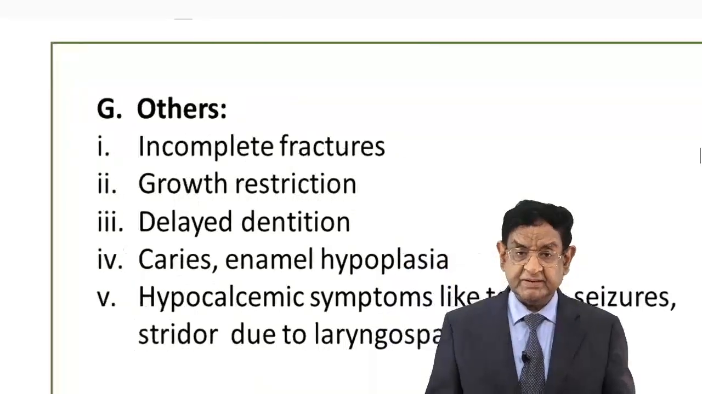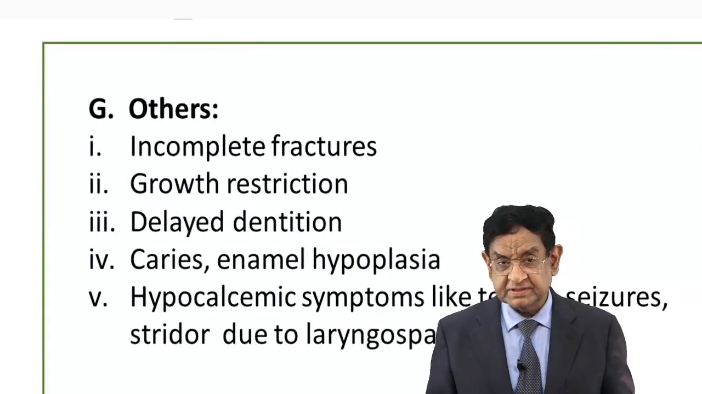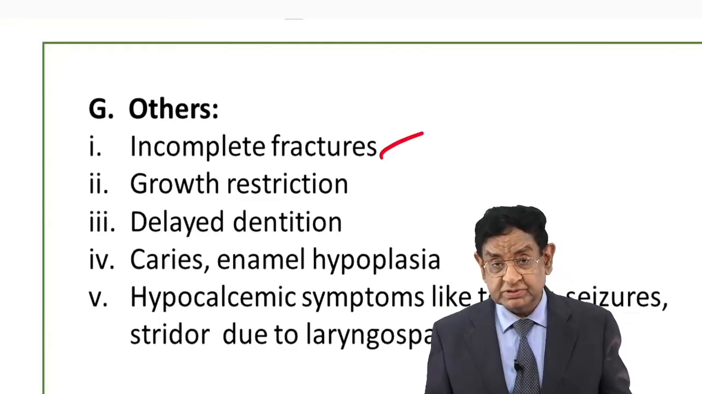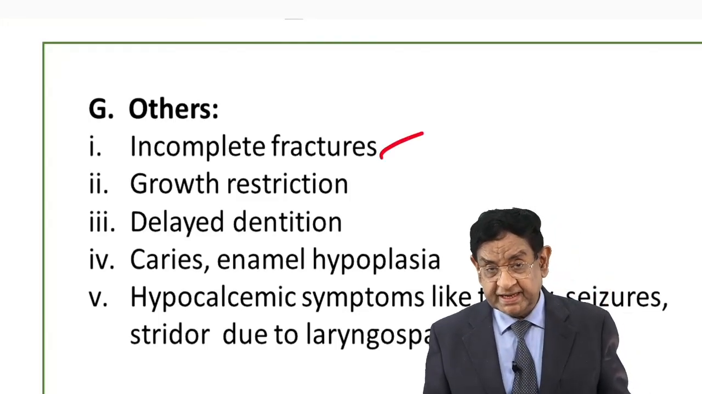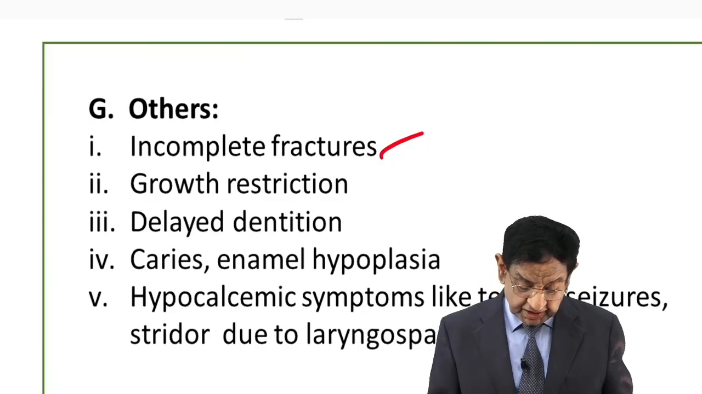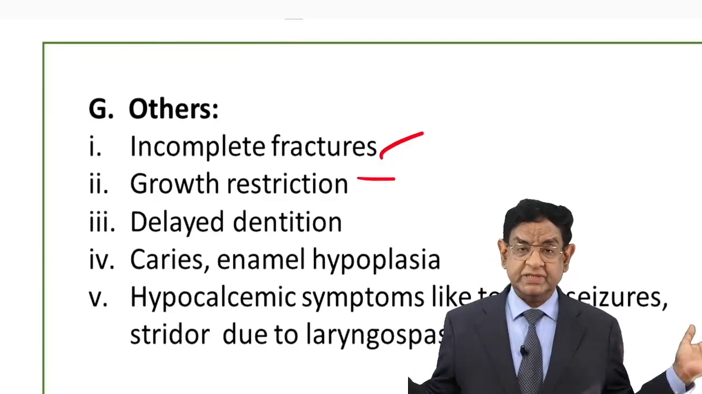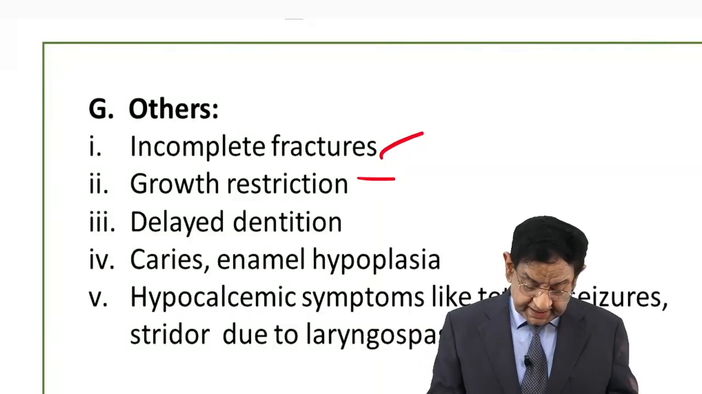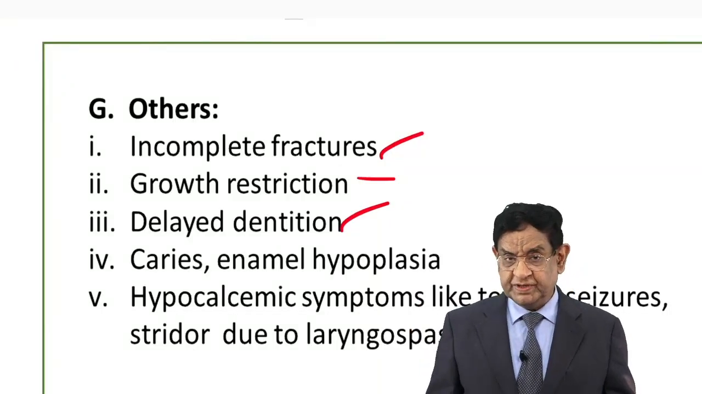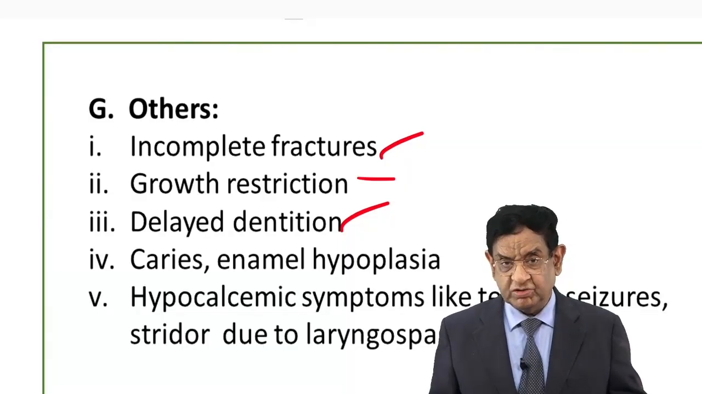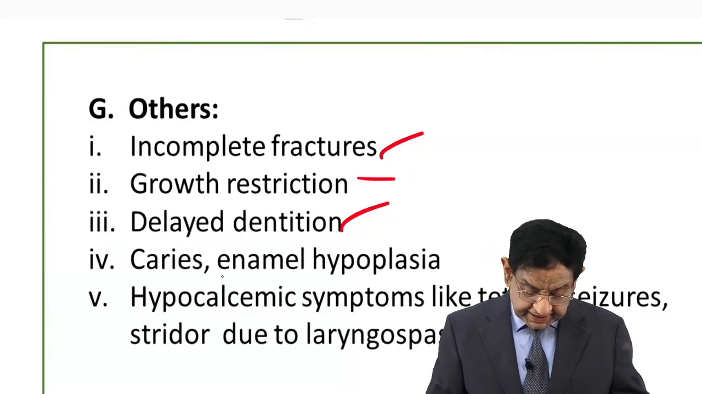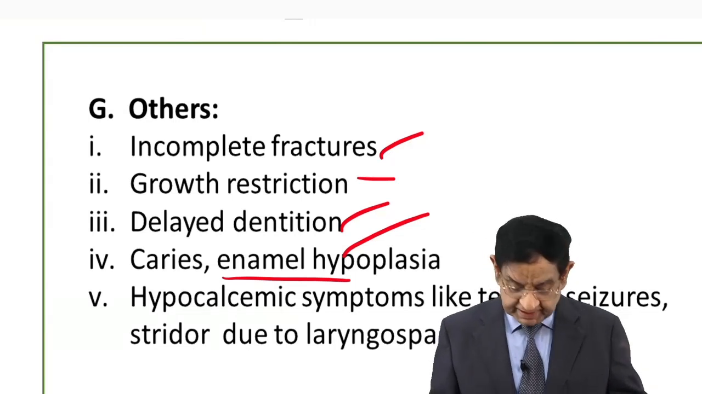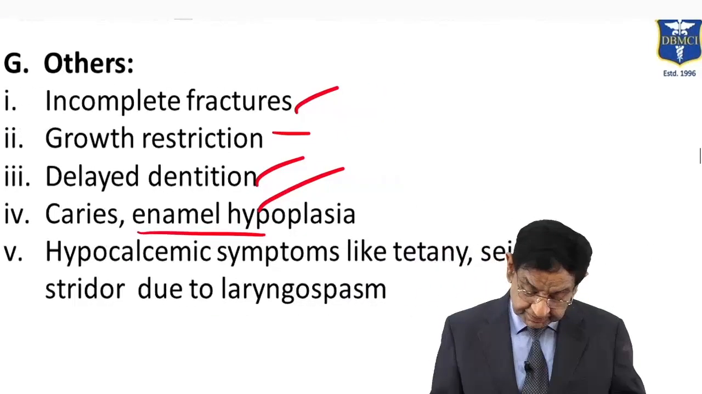Let us see what other abnormalities we see in these patients. Incomplete fractures, because the bones are very weak, so they may have fractures very commonly. Growth restriction, why? The bones are not growing, so the height will be retarded. Delayed dentition, because calcium phosphate is needed for dentition also. Caries and enamel hypoplasia, why? Because calcium phosphate is needed for enamel formation.